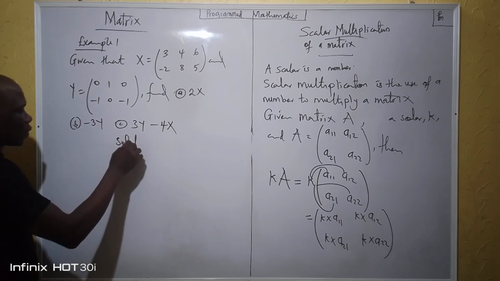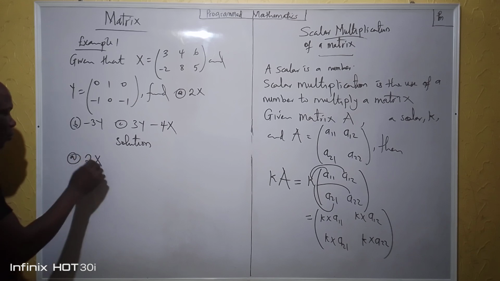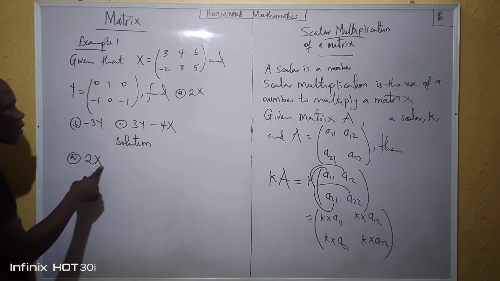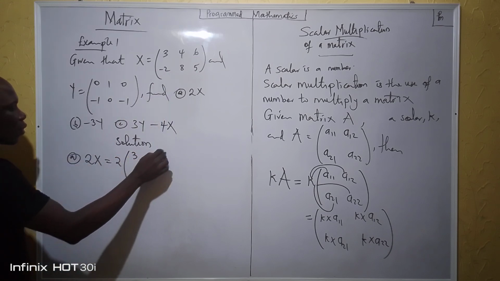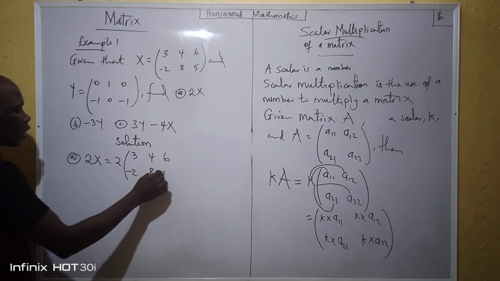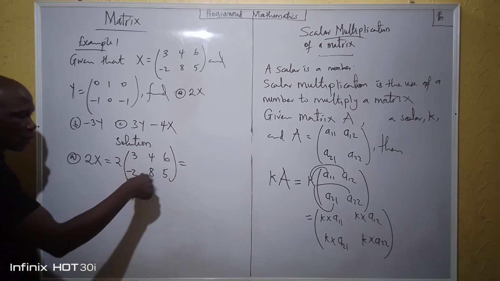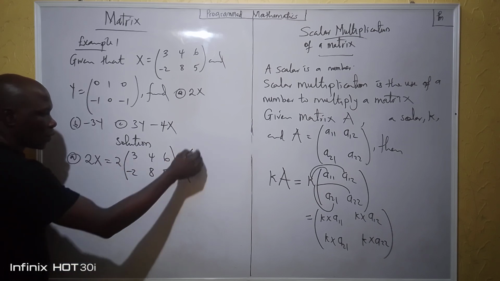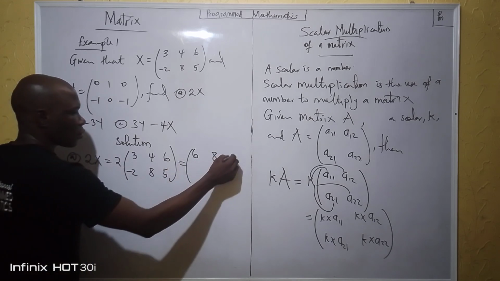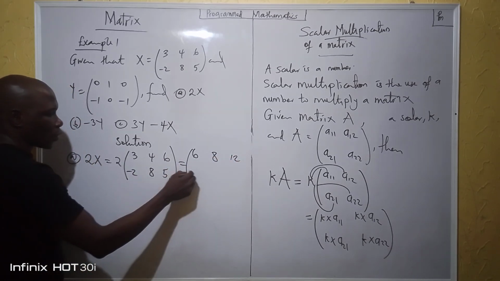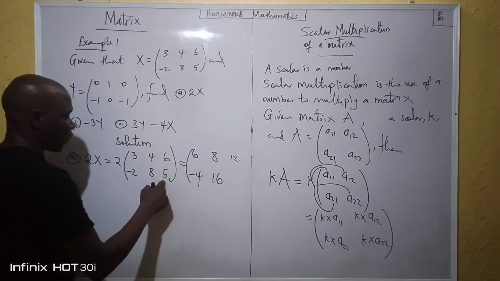So, solution to this. For the first one, we have to find 2X. The 2 in this case is our scalar, and this matrix is matrix X. So this is saying 2 times matrix X: [3, 4, 6; -2, 8, 5]. The 2 here multiplies everything inside the bracket. 2 times 3 is 6, 2 times 4 is 8, 2 times 6 is 12, 2 times -2 is -4, 2 times 8 is 16, and 2 times 5 is 10.